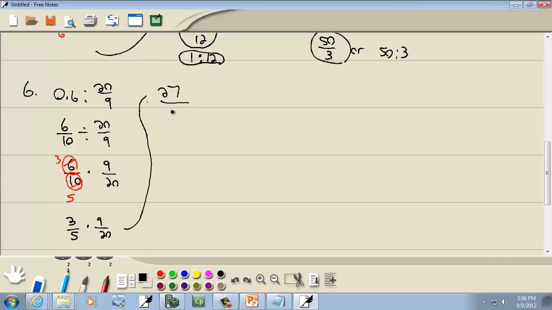Multiply top parts together. 3 times 9 is 27. Bottom parts, 5 times 20 is 100. So that form, or if you like the colon form, it would look like that.